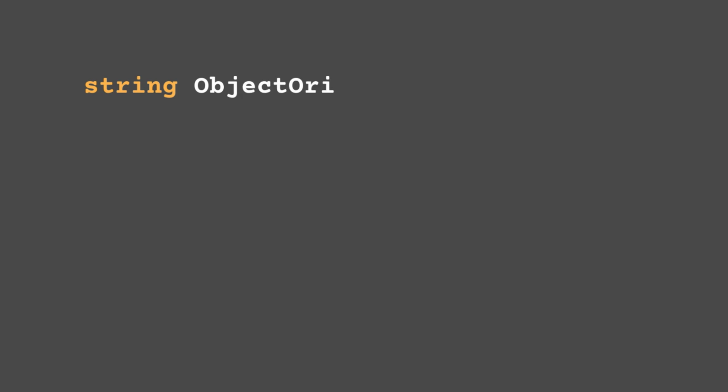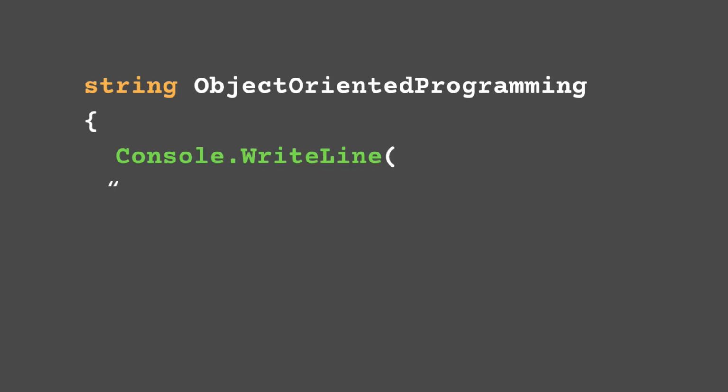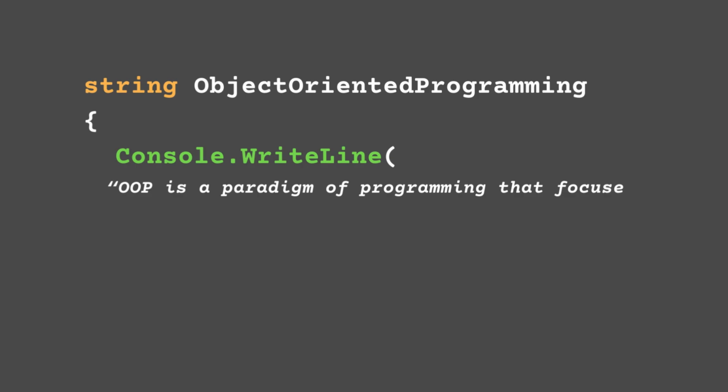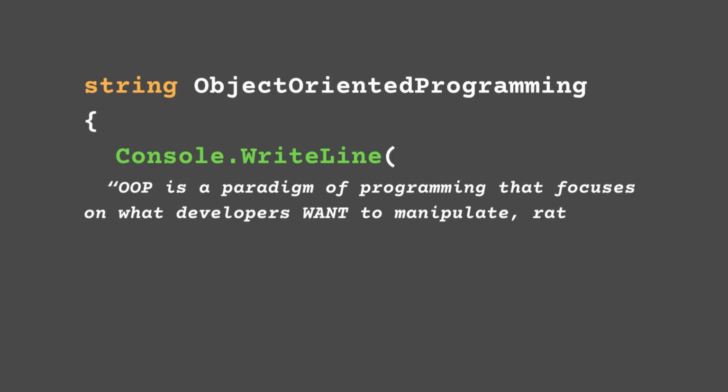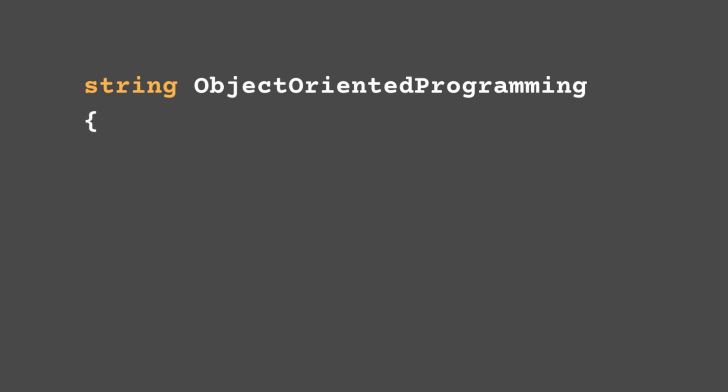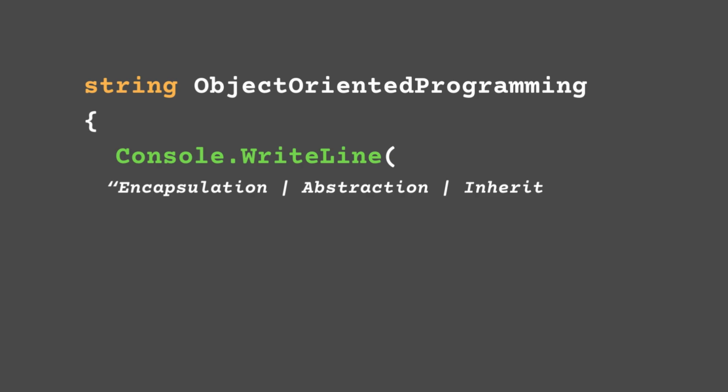Now, just a side tangent. What is object-oriented programming? Object-oriented programming is a paradigm or sort of style of programming that revolves around objects communicating with each other as opposed to functions operating on data structures. In easier terms, OOP focuses on what developers want to manipulate rather than how. OOP is based on four main principles: encapsulation, abstraction, inheritance, and polymorphism. We won't be diving into those topics, so let's just get back on track.